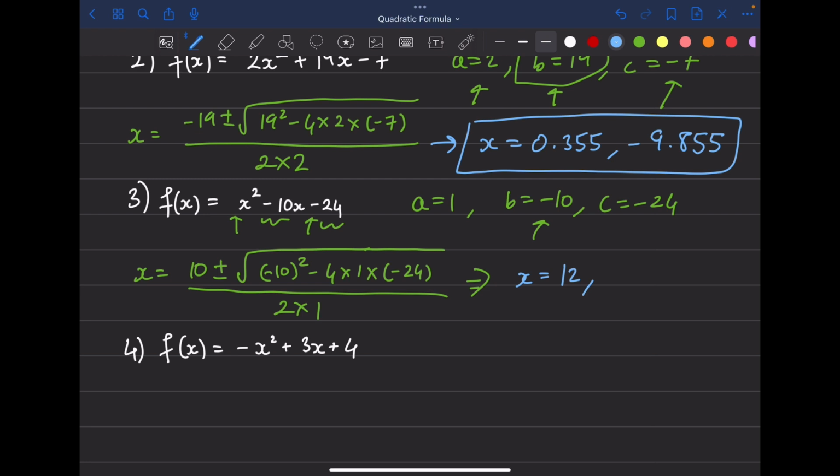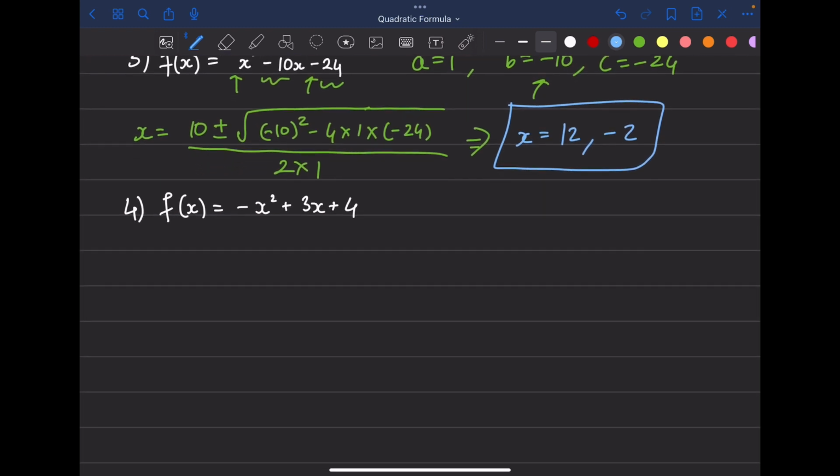Second value, I'm going to do the exact same thing, but change the sign to be a negative between them. So it would be 10 minus the square root of negative 10 squared minus 4 times 1 times negative 24, all over 2 times 1. And that gave me negative 2. Pretty simple, and those are both of your x-intercepts for this function. It is as easy as this. As you can tell, it gets repetitive once you keep doing this more and more.